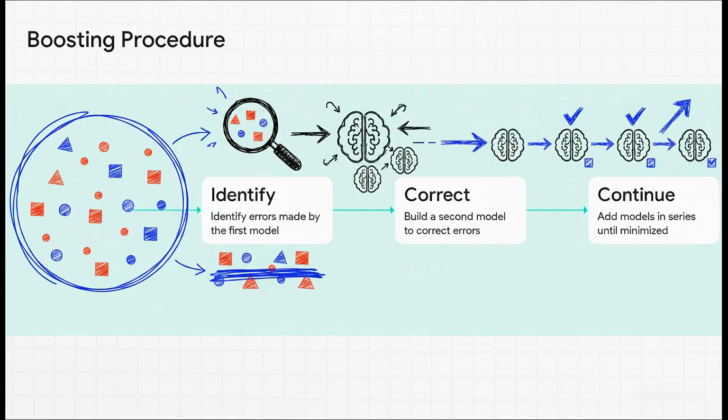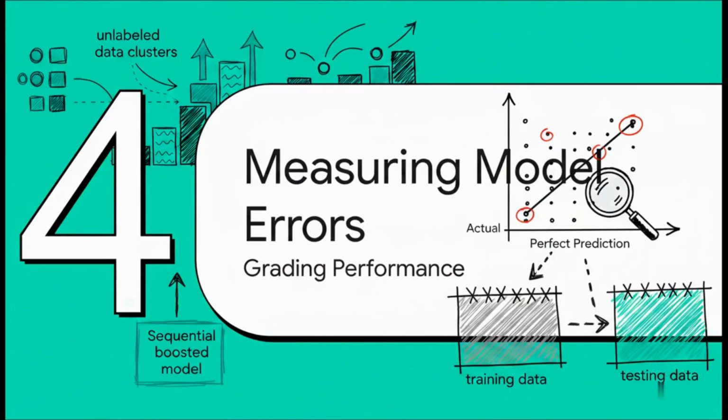By learning directly from its past mistakes and weighting those errors heavily, the ensemble literally boosts its way to incredible accuracy. Section 4. Measuring model errors, grading the performance.